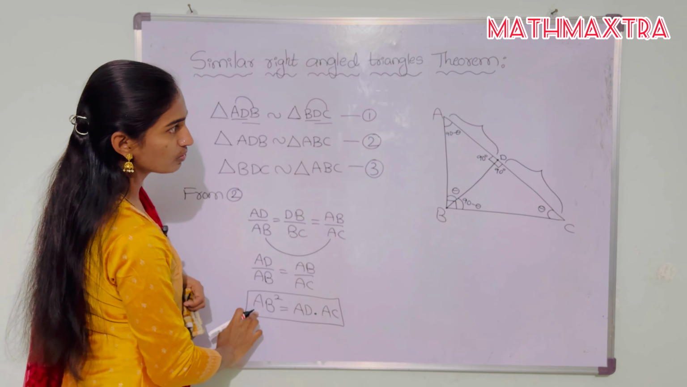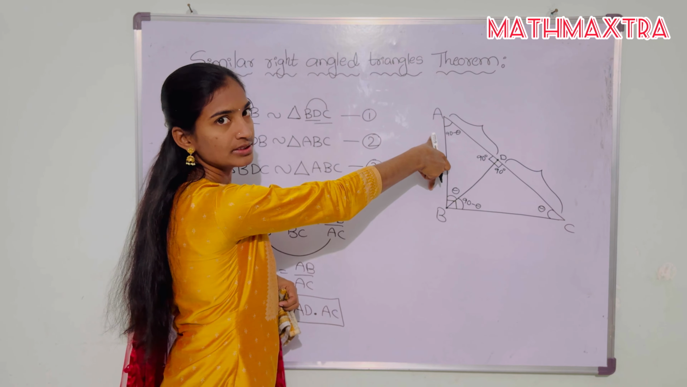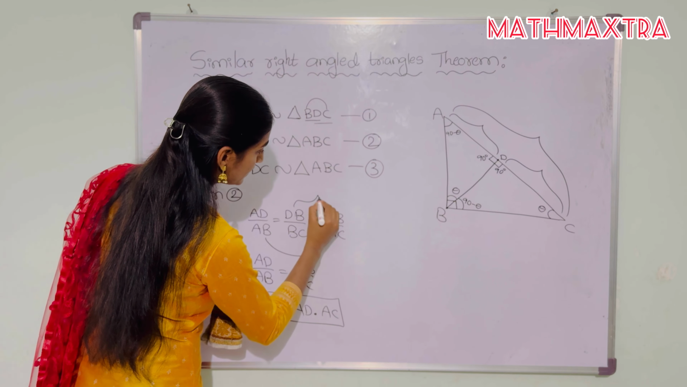Yes, AB square is what? It is one of the sides squared in the bigger triangle. What is AD here? Check, this is the part of the hypotenuse. What about AC? It is the complete hypotenuse. So this relationship you have to remember. These four relations are very important in solving the problems. AB square is equal to what? AD, the part of the hypotenuse, into the hypotenuse. And next, we take these two.